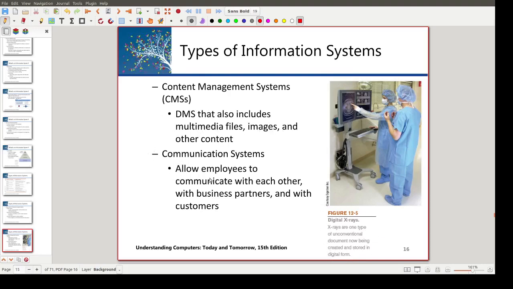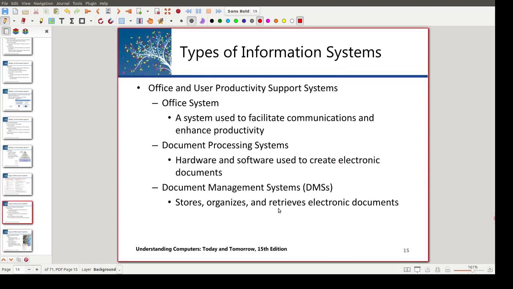Communication systems allow employees to communicate with each other, with business partners, and with customers through their channels inside this information system. So it's a type of information system, office and user productivity support systems. It makes your life easier as a system that increases your productivity through communication and management of your information.